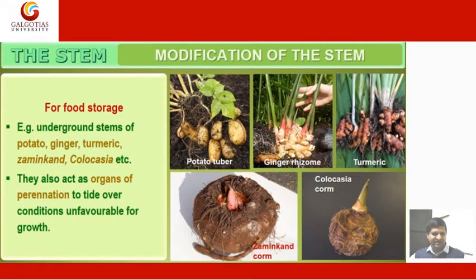For food storage, underground stems of potato, ginger, turmeric, zimikand, colocasia, etc. They also act as organs of perennation to tide over conditions unfavorable for growth. See the modified stem. There are potato tubers, ginger rhizomes, turmeric, zimikand, and colocasia.